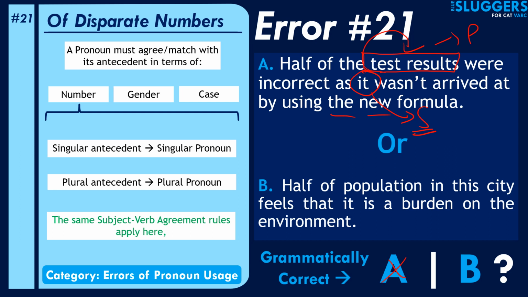Next, the second sentence is, half of the population in this city feels that it is a burden on the environment. Now in this case, for the pronoun it, the appropriate antecedent is half of the population, or population. The population is considered a singular subject, and hence the pronoun it makes sense. It agrees in terms of number here. So half of the population in the city feels that it is a burden on the environment. So B is correct.